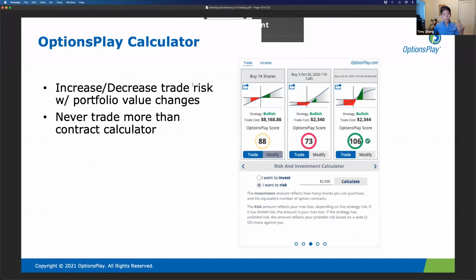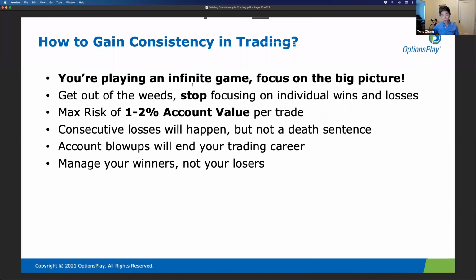And again, I cannot express how important this is for your trading. So just a quick summary of what we discussed here today. Remember, you're playing an infinite game. Focus on the big picture, not on the wins and losses. Get yourself out of the weeds. I see so many investors focus on individual wins and losses. They're somewhat inconsequential for the long run of your portfolio. So stop focusing on individual wins and losses.